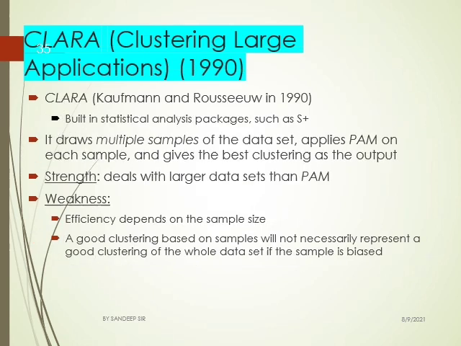which is, as I mentioned, the CLARA method. It draws multiple samples of the data set. Here you are applying PAM also, but you are giving the best clustering as the output. Its strength is that it deals with larger data sets than PAM. In this CLARA method, we can use more elements and more iterations can be done. The efficiency depends on sample size. How much sample size is there? It may be 4,000, 5,000, 7,000. Again, it depends on how big the sample is. A good clustering based on samples will not necessarily represent a good clustering of the whole data set. If the sample is biased, then it is of no use; if it is random, then it can be continued.